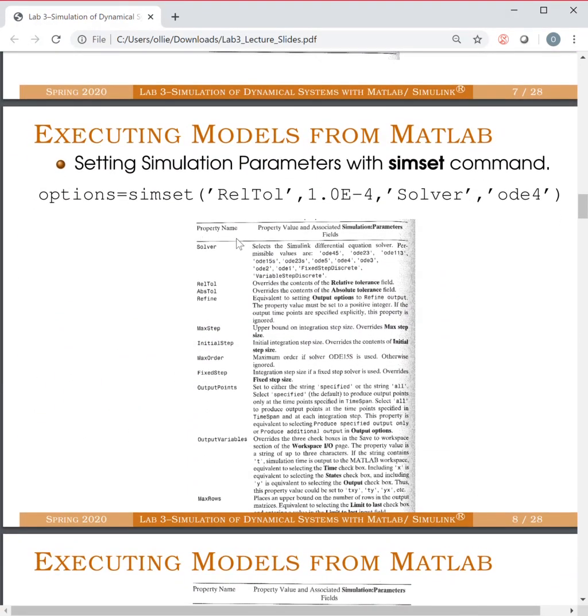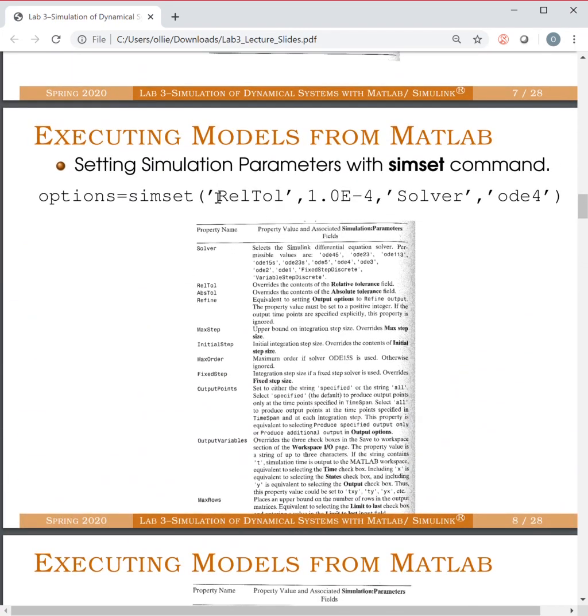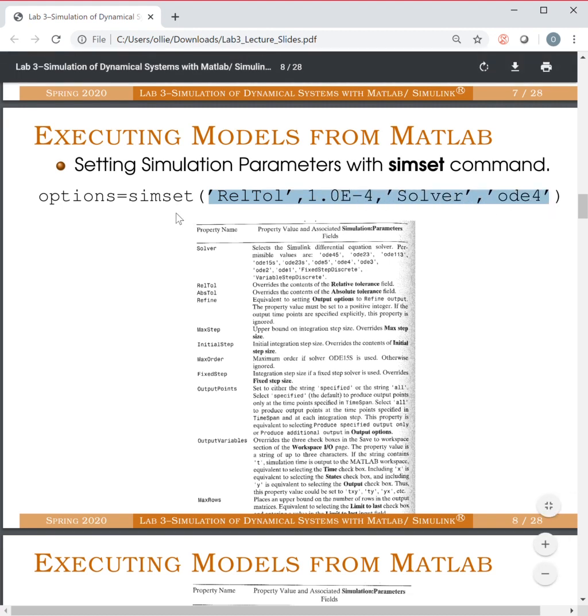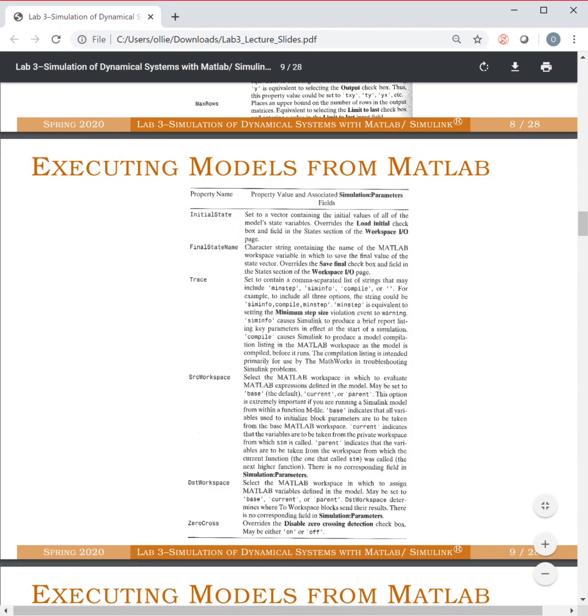For the options, here is a bunch of options you can pick from. Here we're going to use relative tolerance with a value of 1 times 10 to the minus 4. And we're going to use the ODE4 solver. So these are the options that we can get. Notice we're using simset to pick our options: simset, the option, and the selection within the option. Here's another option, the solver type, and our selection within the option, ODE4. Okay, slide 9. Here's some more options.